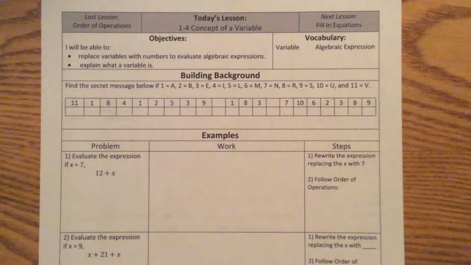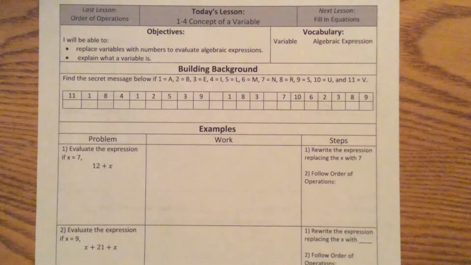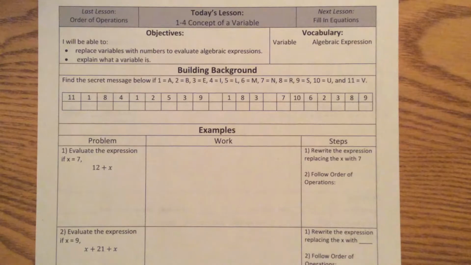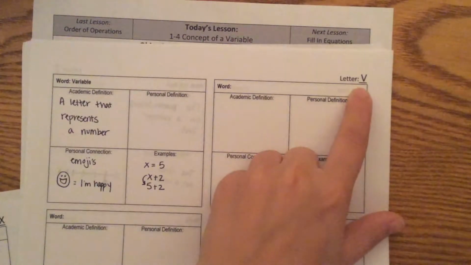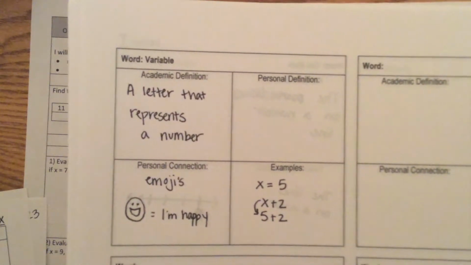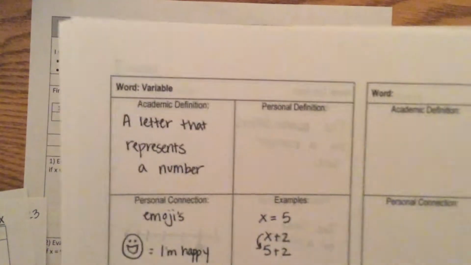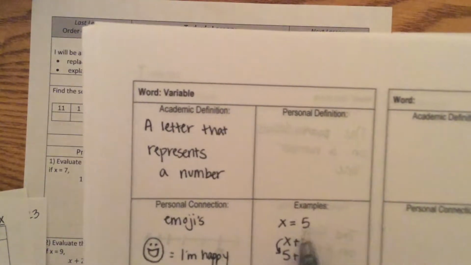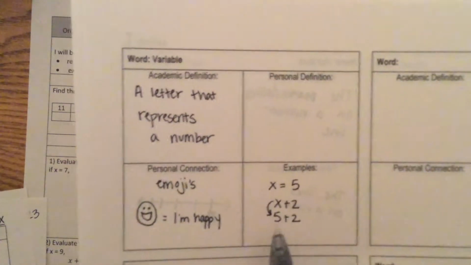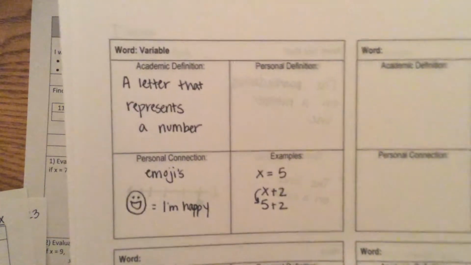So get out your vocabulary. We're at almost the end. We're in the V's, which is page 20. Okay, so we're at the V's. V. Okay, and we're at variable. So a variable is a letter that represents a number. So for example, if x equals 5, when I say x plus 2, that really means 5 plus 2 because that x, in this case, really represents 5.